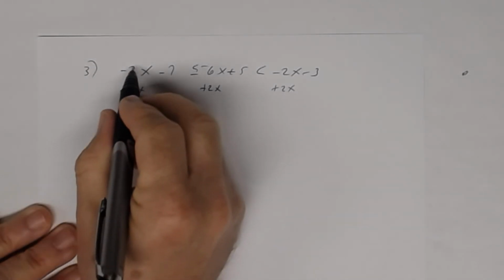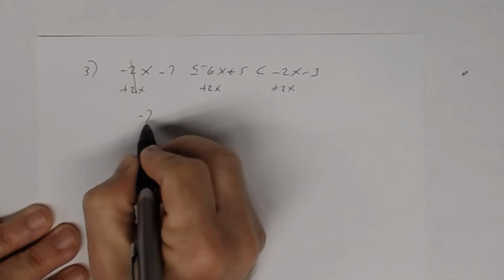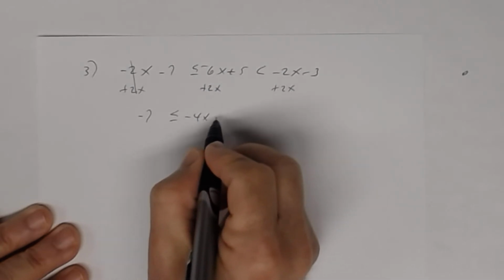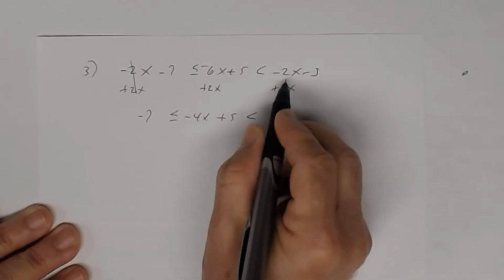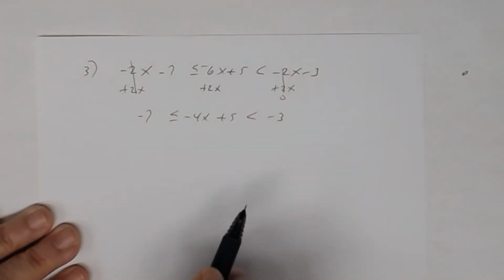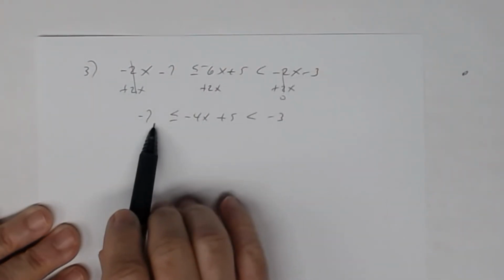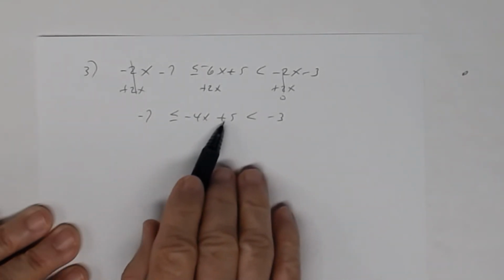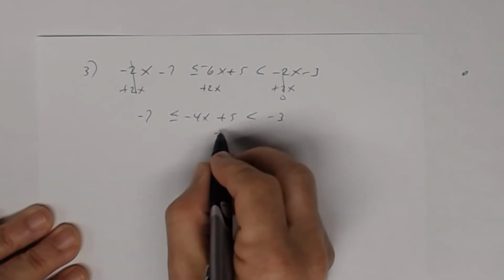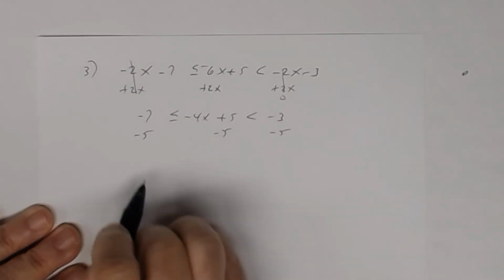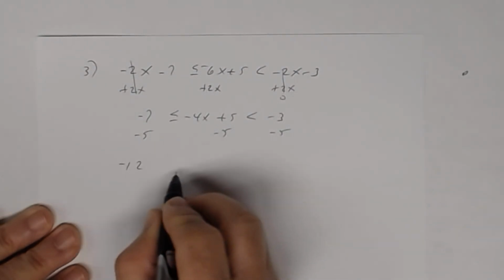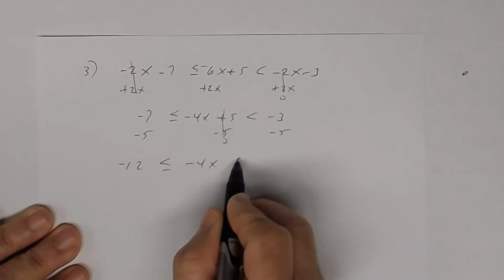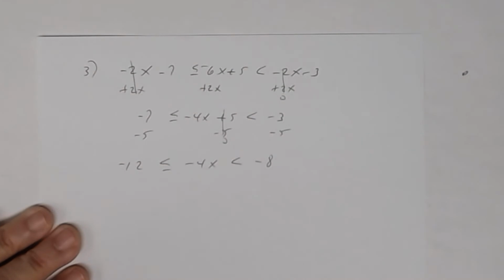Combining like terms, negative 2x and 2x is 0, so you're left with negative 7 is less than negative 6x and 2x is a negative 4x plus 5 is less than, this is 0, negative 3. So now we went from this compound inequality to an easier compound inequality. To get the variable term by itself, we're going to subtract 5 from all parts. Negative 7 minus 5 is a negative 12, less than or equal to, this is 0, and you're left with negative 4x is less than negative 8.